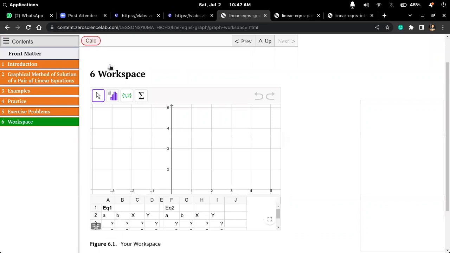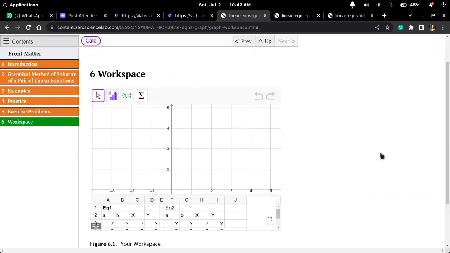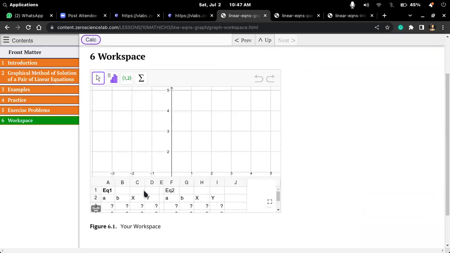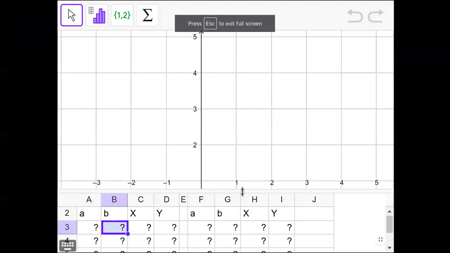So this is for any general equation 1 and equation 2. You can enter the values and we will produce the graph. And then you can identify the intercept. So this is the one.